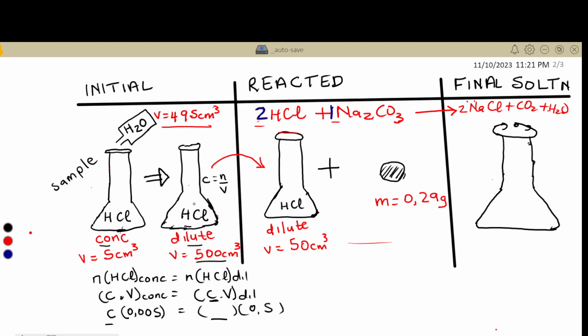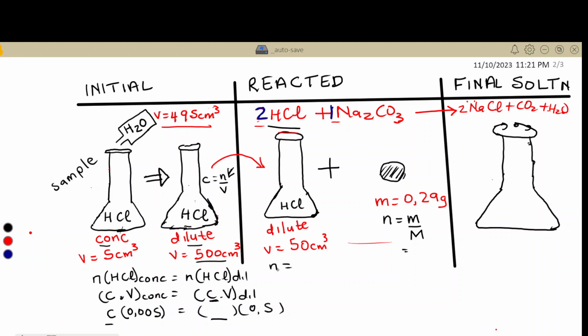So to find the concentration of this dilute, we need the number of moles. This number of moles of the dilute depends on the number of moles here. If we can find the number of moles here, then we can know the number of moles there. So for the dilute, we will need to know the number of moles of this sodium carbonate. So let's first go and find the number of moles of this sodium carbonate tablet, and then we're going to equate this number of moles to the HCl.